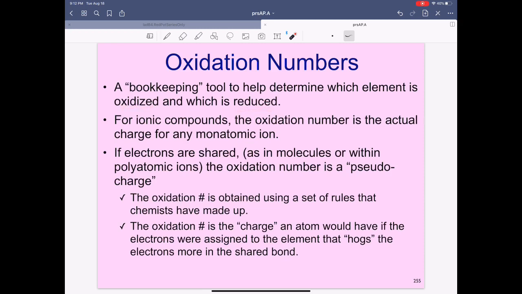For ionic compounds, the oxidation number is the actual charge for any one of the monatomic ions. If electrons are shared, as in a molecular compound or within a polyatomic ion where there's covalent bonding, the oxidation number is a set of rules that chemists have made up, and the oxidation number is the pseudocharge that an atom would have if the electrons were assigned to the element that has the highest electronegativity, or in other words, the element that is hogging the electrons more.